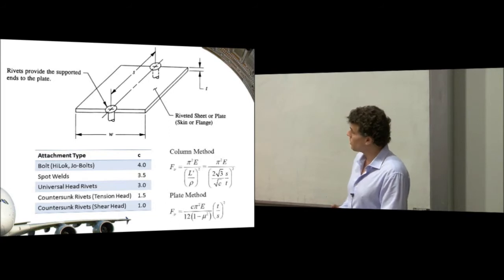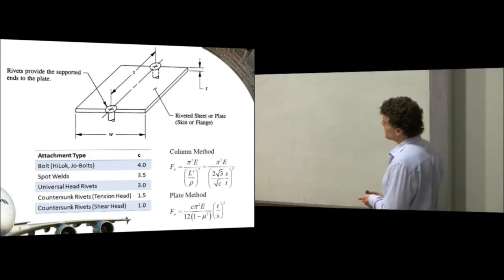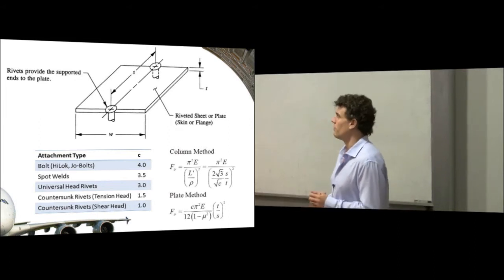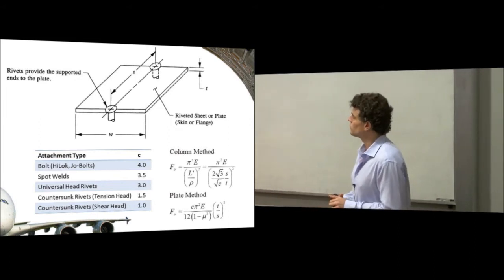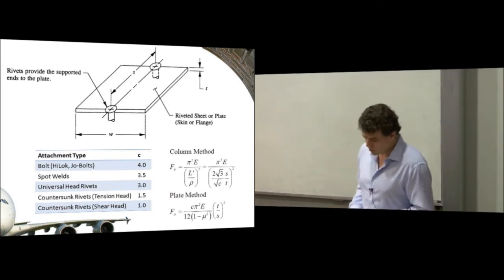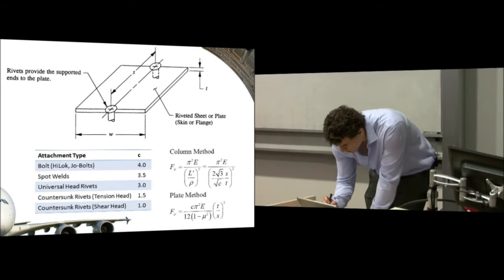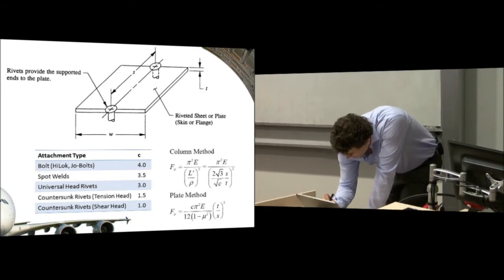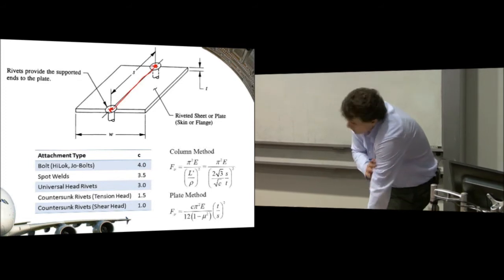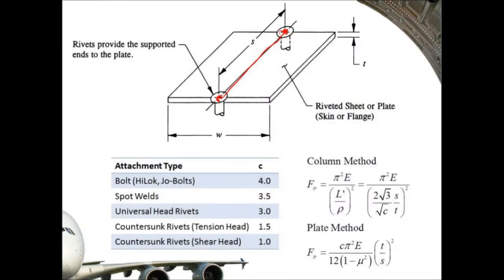There's what's called the column method and the plate method, and as it turns out, when you reorganize these formulae, they're very similar. There's just a slight constant difference in them. But we look at the spacing between two fasteners from here to here. We call that distance S. We look at the thickness of the skin, and the only other parameter that we need is the fastener type.